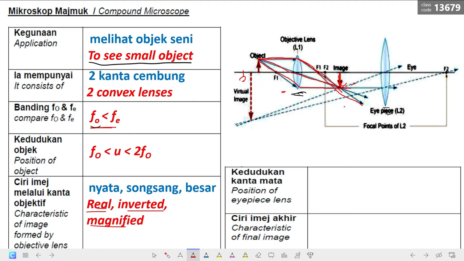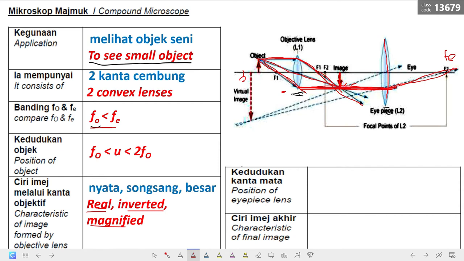The image of the objective lens will become the object for the eyepiece lens. After that, the light ray goes through the second lens, that is the eyepiece lens here. From here you just go straight to the eyepiece lens. Then you make it longer, and it will pass through the FE here.